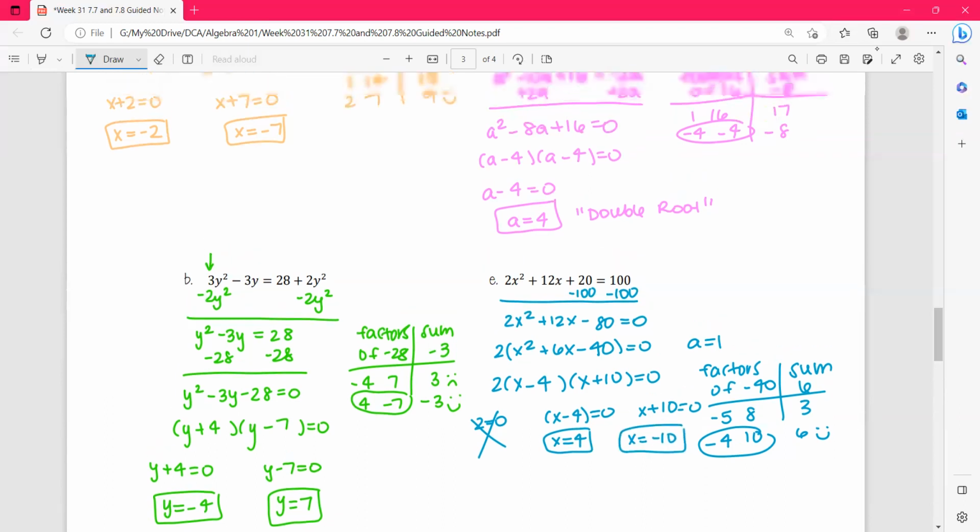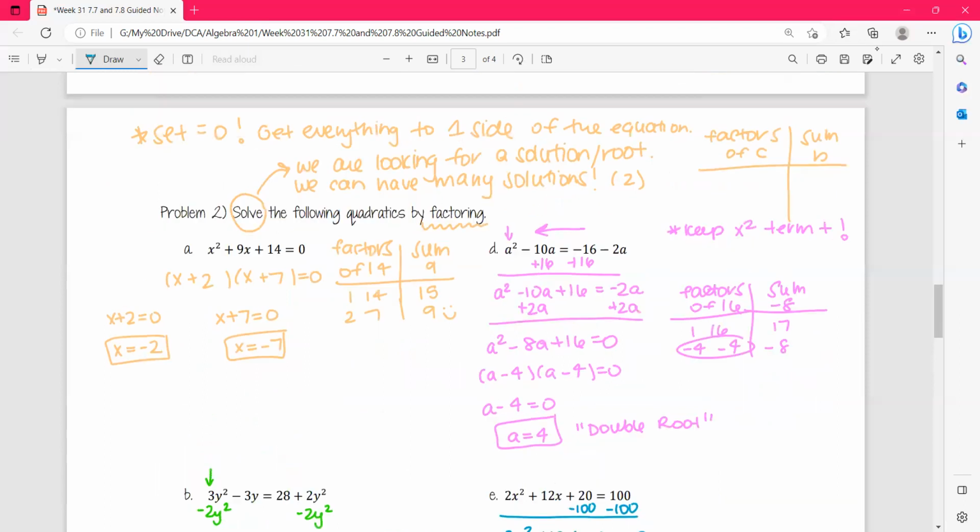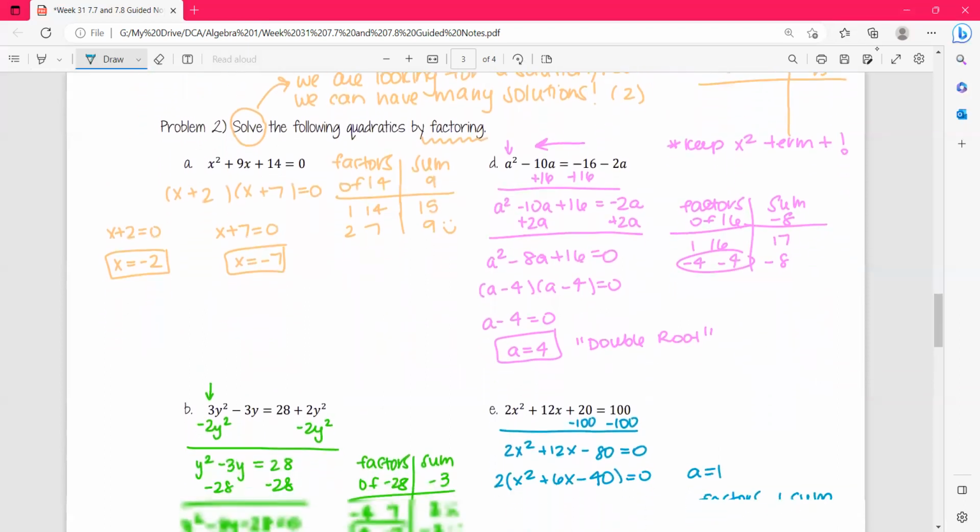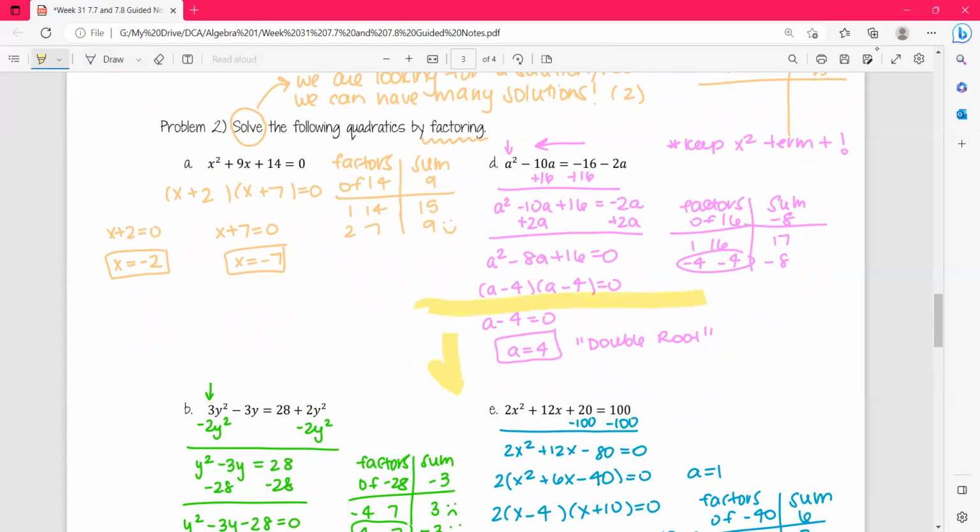Okay? This is all about solving quadratics by factoring. First, we need to factor. Notice that's the first step. First, we factor, and then this is the new part where we have to set it equal to 0 and solve. Okay? Great job, guys. We will do some more practice.